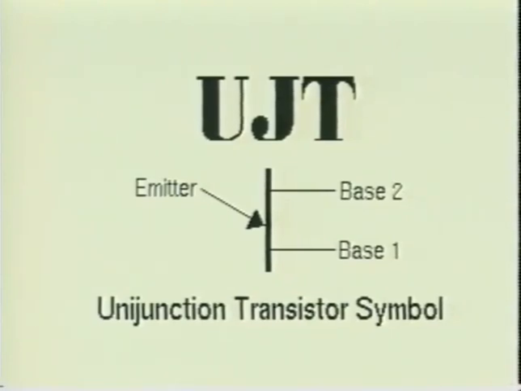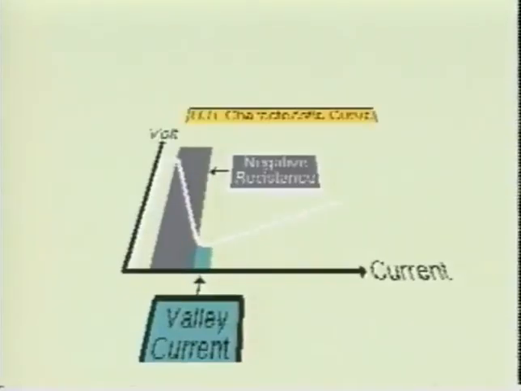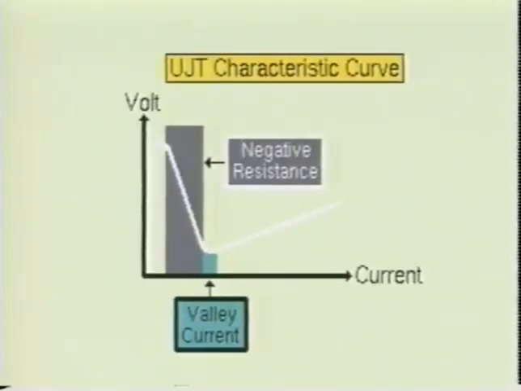The 3 leads on the unijunction transistor are called the base 1, base 2, and the emitter. The emitter section of the unijunction transistor has a resistance which rapidly decreases when the input voltage reaches a certain magnitude. This is referred to as a negative resistance characteristic. It is this characteristic that makes the UJT useful in timing and oscillator circuits.